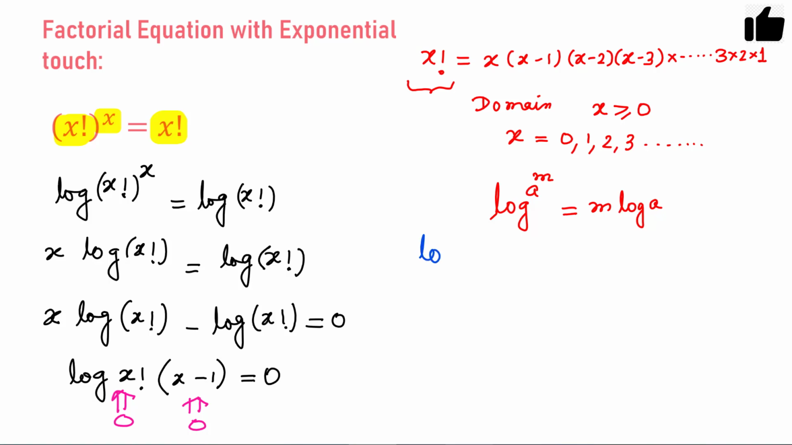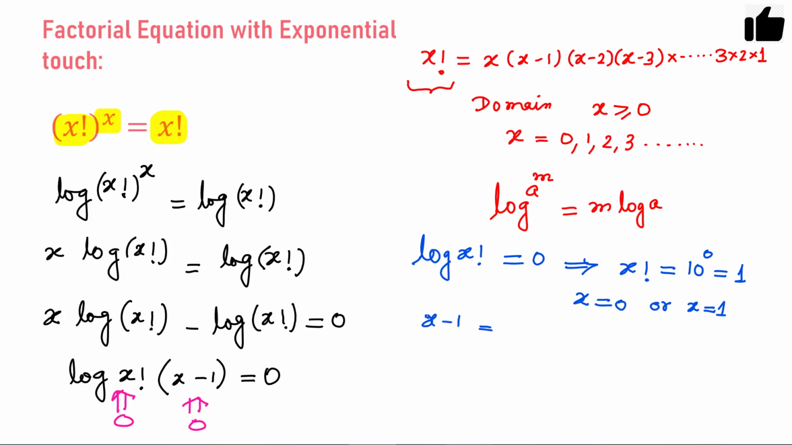If log of x factorial is 0, this means x factorial is 1. So x factorial is equal to 10 raised to the power 0, and this is 1. Now x factorial is 1 only if either x equals 0 or x equals 1. Or if x minus 1 is equal to 0, in that case also x is equal to 1. So you have two possible solutions, that is x equals 0 or x equals 1.